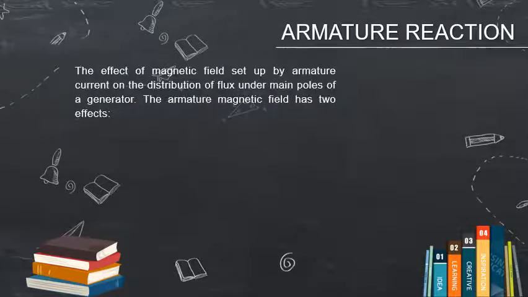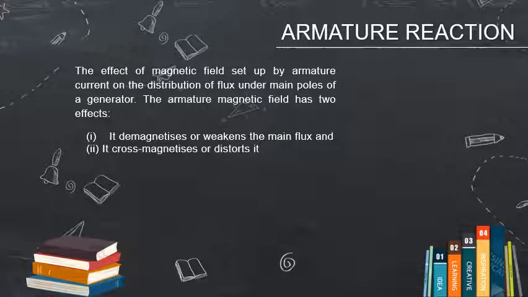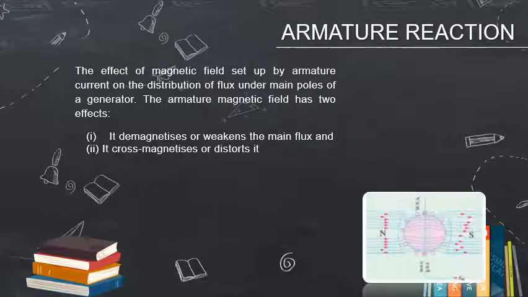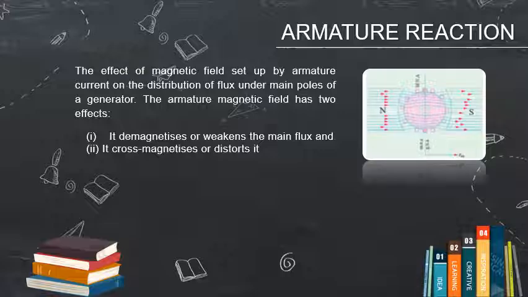So this is the main definition slide. What is armature reaction? It is the effect of the magnetic field set up by the armature current on the distribution of flux under the main pole of a generator. The armature magnetic field has two effects. First, it demagnetizes or weakens the main flux, and second, it cross-magnetizes or distorts it. So this is a diagram. In this diagram, you can see both the axes, MNA and GNA.